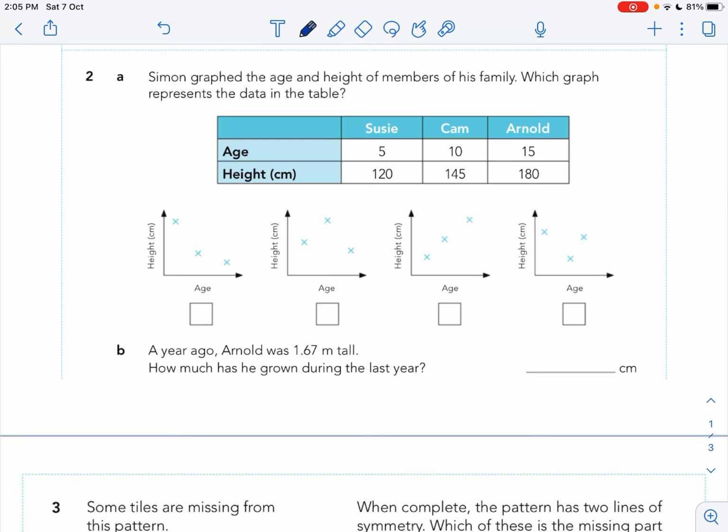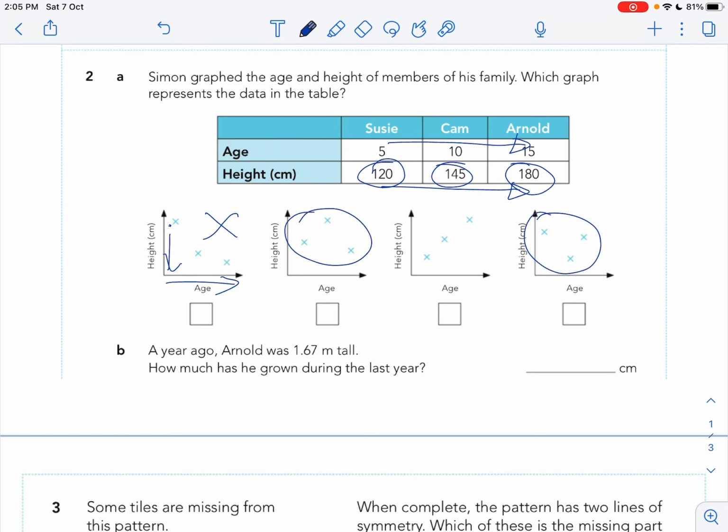Simon graphed the age and members of his family. Which graph represents the data? If we look at the ages going up, Susie, Cam and Arnold, as the age goes up, we can notice that the heights are going up as well. So this one is not it, because as the age is going up, the height's going down. This one is random, and this one is a little bit random as well, but on this one, as the age goes up, so does the height. So it must be this one here.